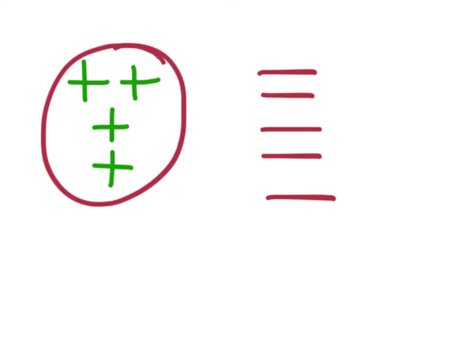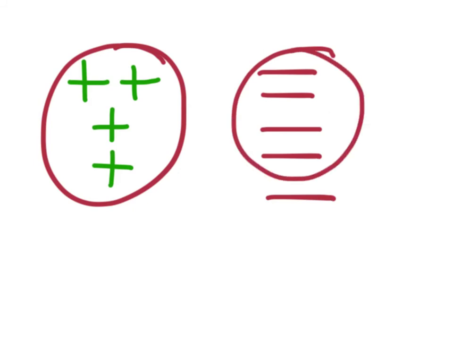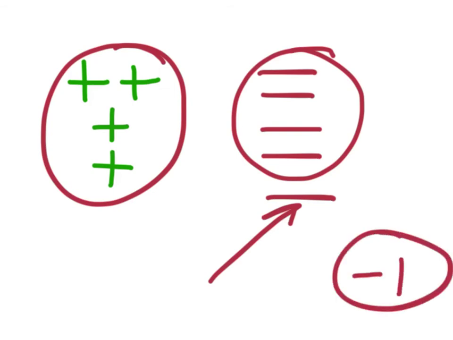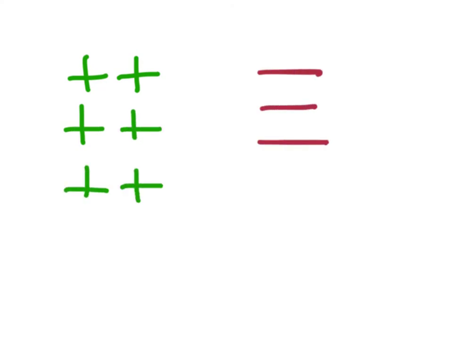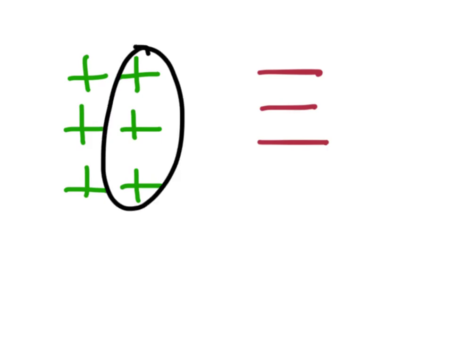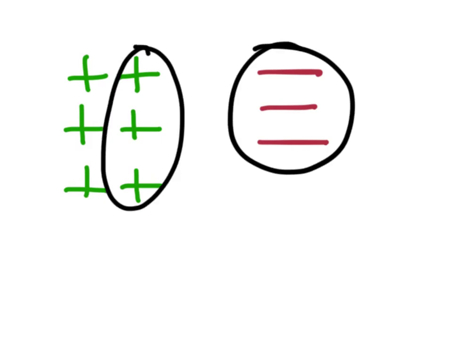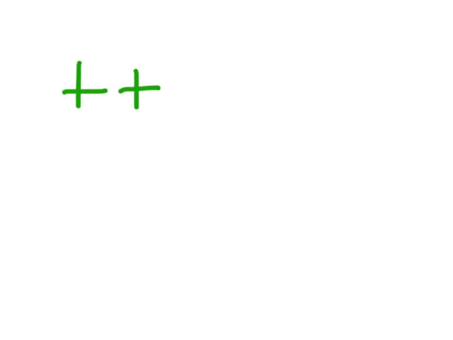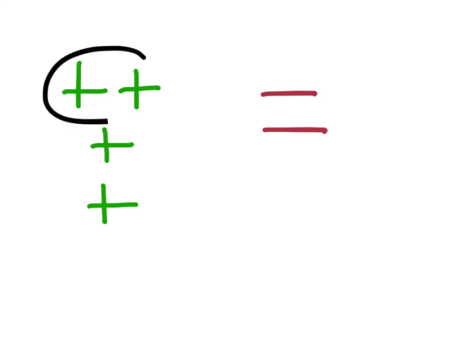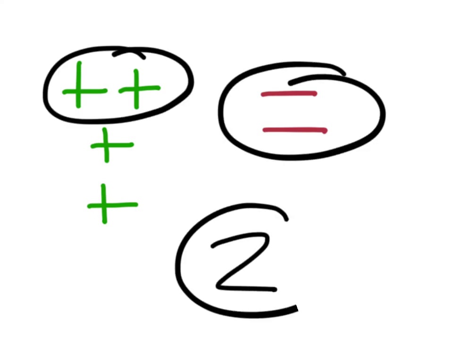I can match 4 positive signs with 4 negative signs, and what's left over is 1 negative, so the answer is -1. I can match up 3 positive signs with 3 negatives, and what's left over is 3 positives. So the answer is +3. I can match up 2 positives and 2 negatives and be left with a +2.